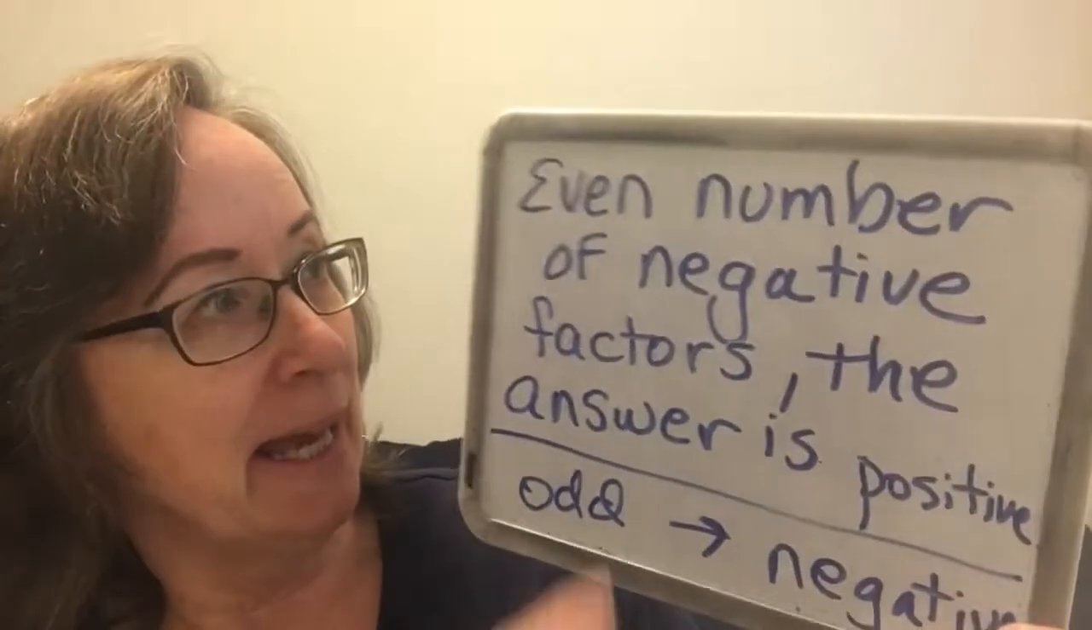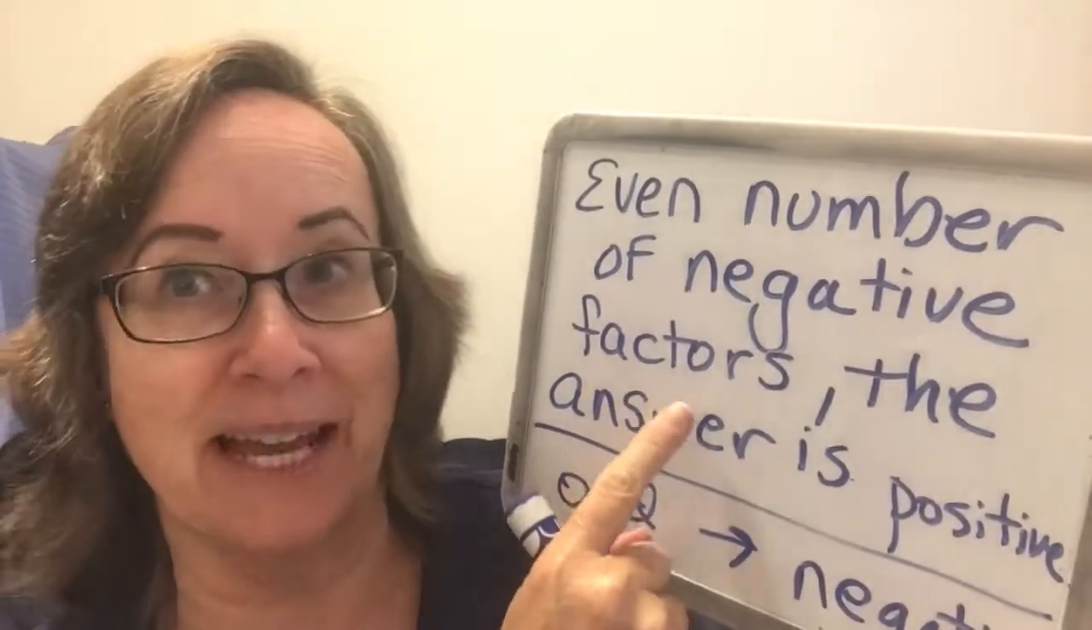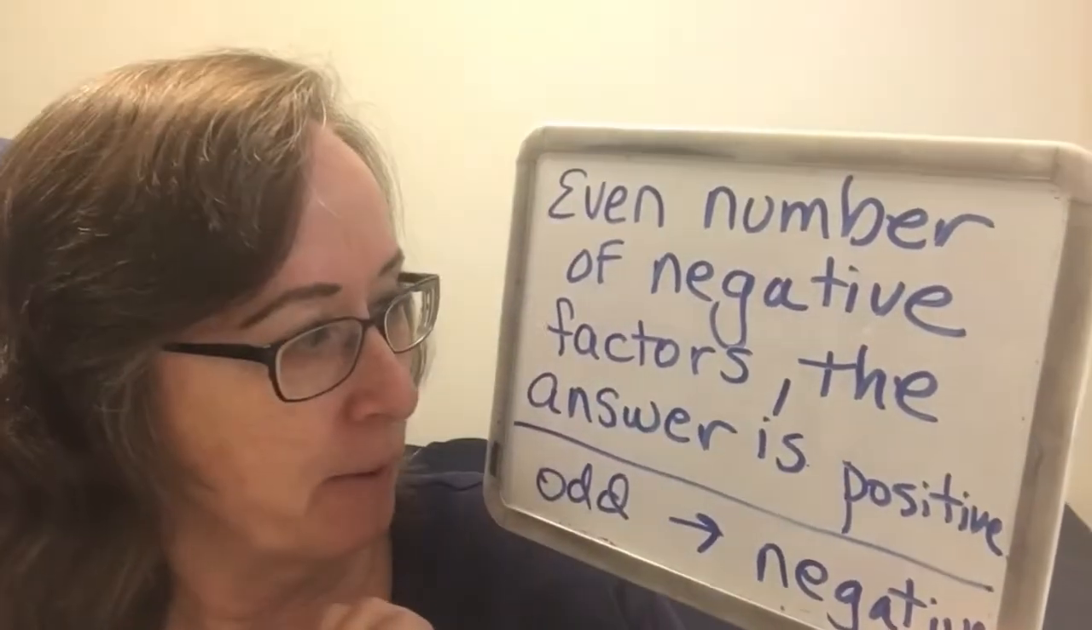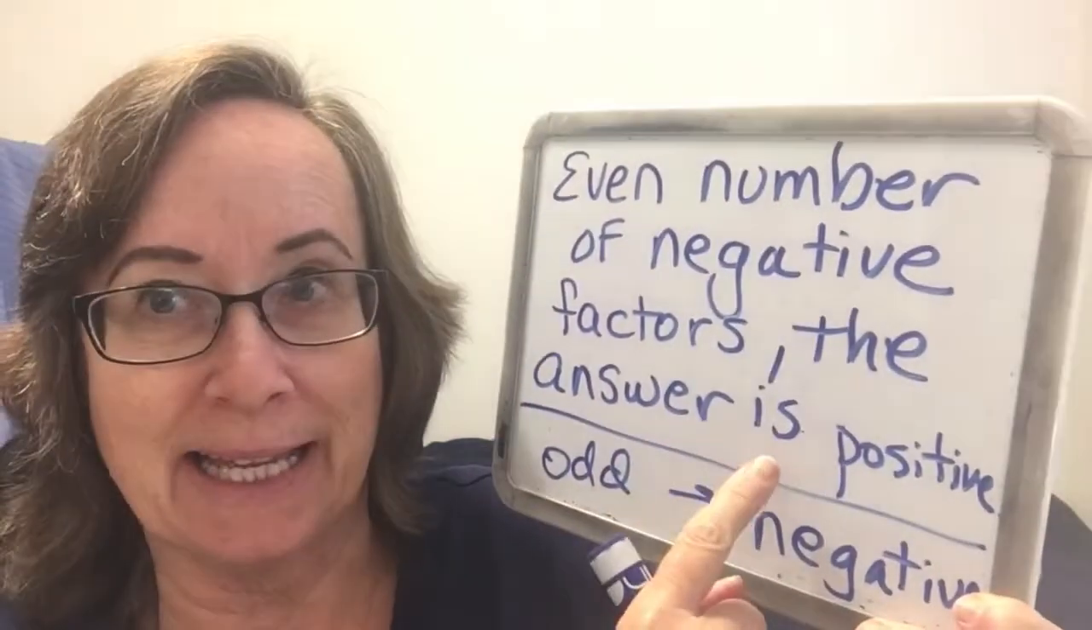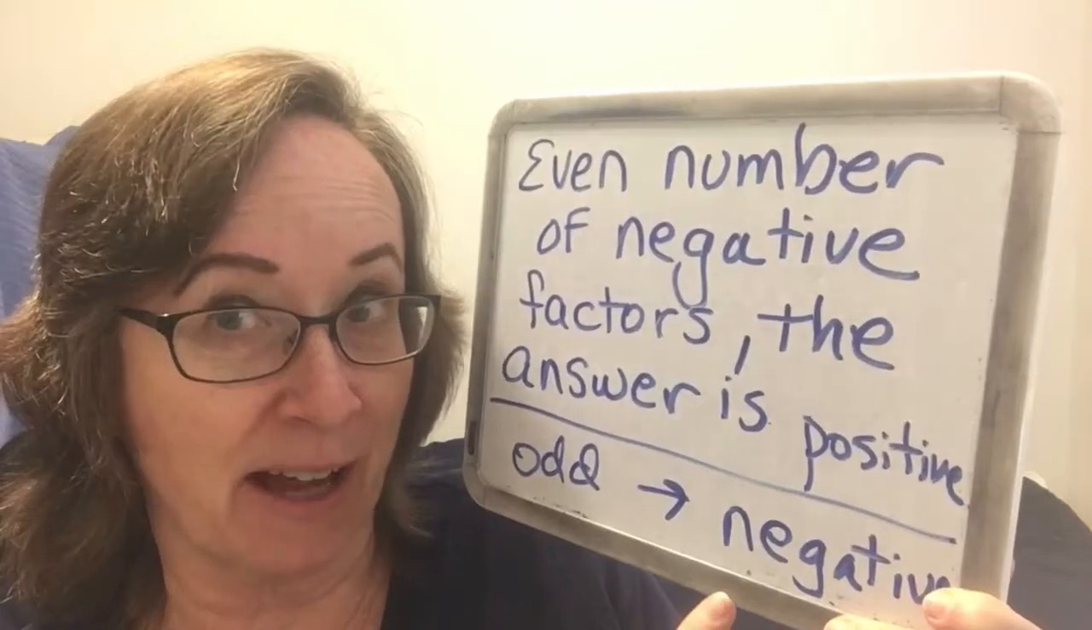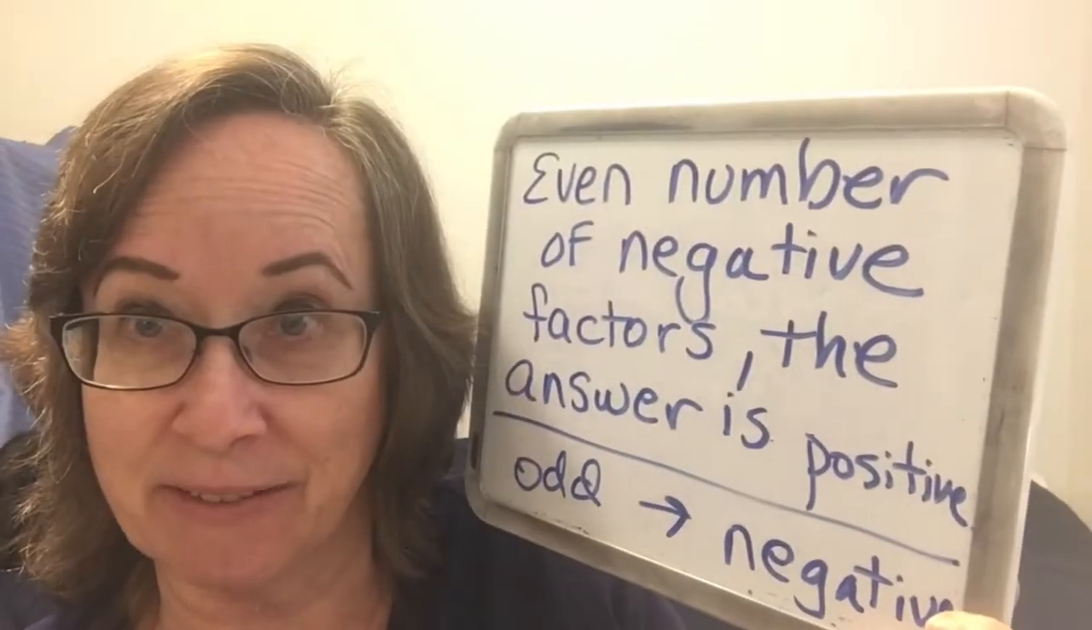Here's our rule. If we have an even number of negative factors, and remember, factors are things multiplied together, the answer is positive. But if we have an odd number of negative factors, then the answer is negative.